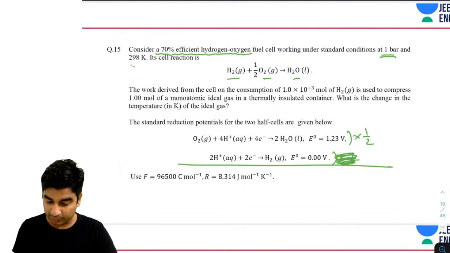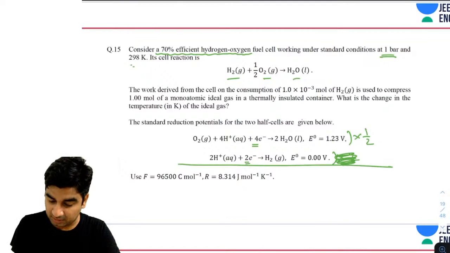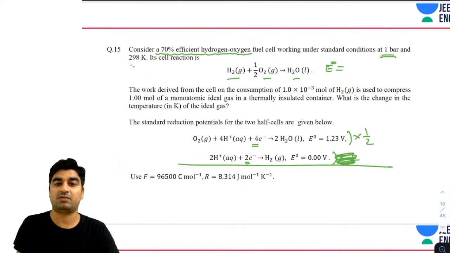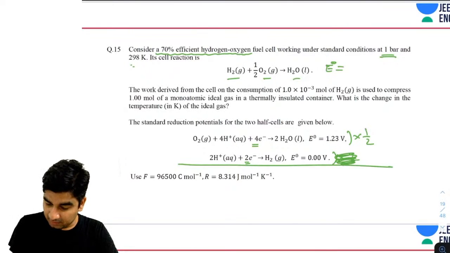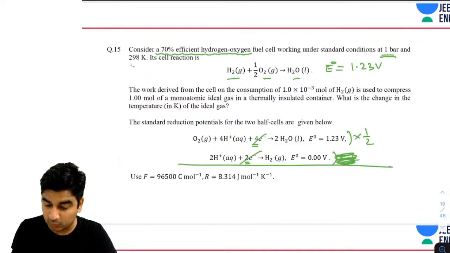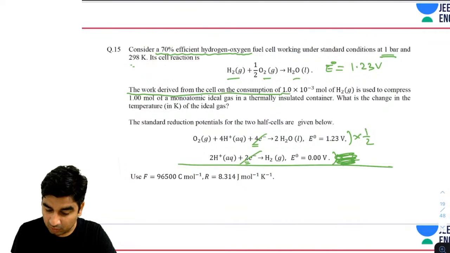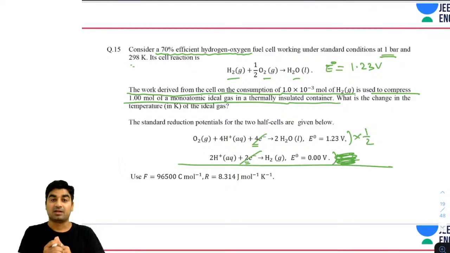So guys, once you are doing it and adding it, this is the reduction half, this is the oxidation half. E naught for this cell will be, tell me the value of E naught, guys. It will be 1.23 volt. And how many electrons will be cancelled? 2 electrons will be cancelled. So they are asking for the work derived from the cell on consumption of how many moles of hydrogen is used to compress 1 mole of monoatomic gas in a thermally isolated container. So first you have to calculate the work done.